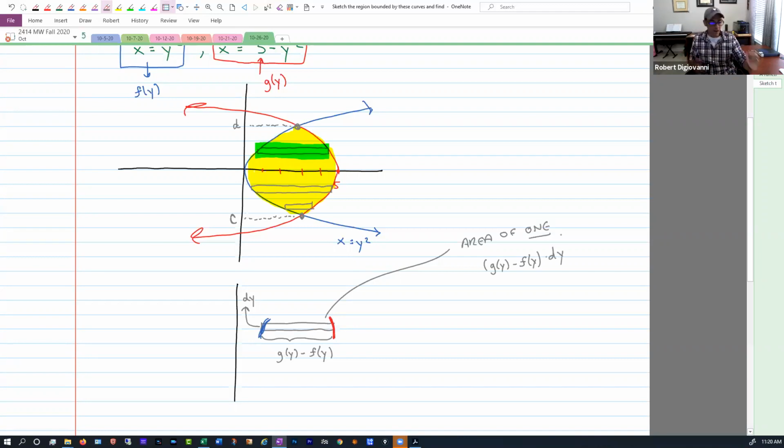Now, if we want to have the area of the whole thing, we're going to add all of them up. We're going to add them all up. The integral of g of y minus f of y dy, and we're going to go from c to d. I put dx there, dy is what I meant to put.